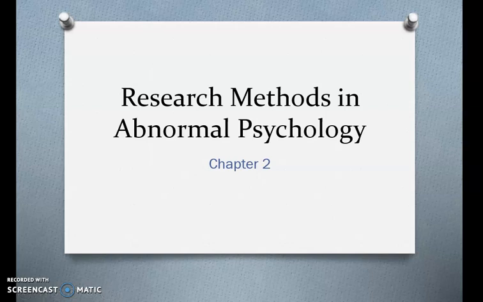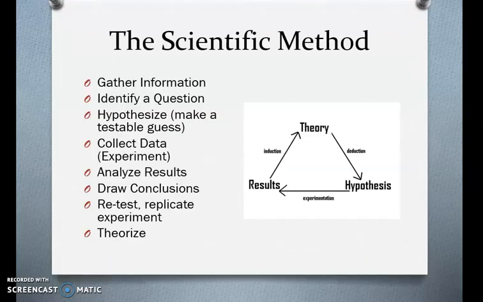All right, so let's talk about Chapter 2, which is everyone's favorite topic, research methods. Yay! But seriously, research methods are very important. And of course, they're particularly important in abnormal psychology, just like the other disciplines of psychology. I'm going to try to do this in the most effective way for this class. I want to just start off talking to you about the scientific method.